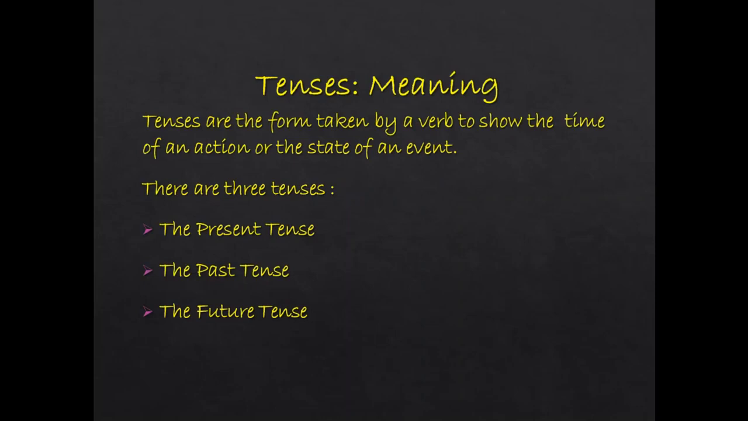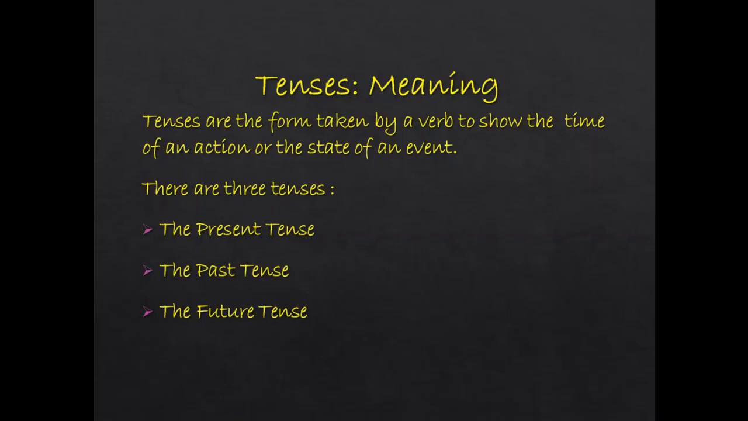What are tenses? Tenses are the form taken by a verb to show the time of an action or the state of an event. I'll repeat it again. Tenses are the form taken by a verb to show the time of an action or the state of an event. There are three tenses: the present tense, the past tense, and the future tense.